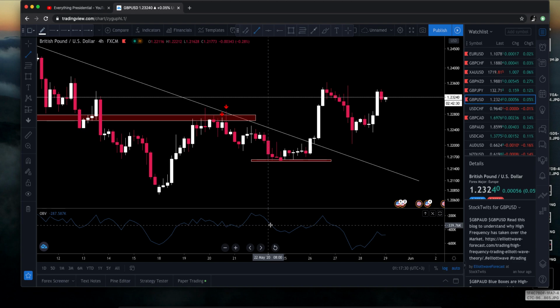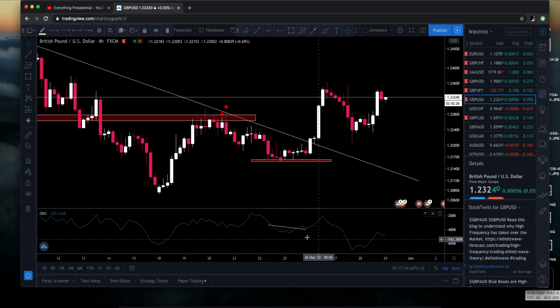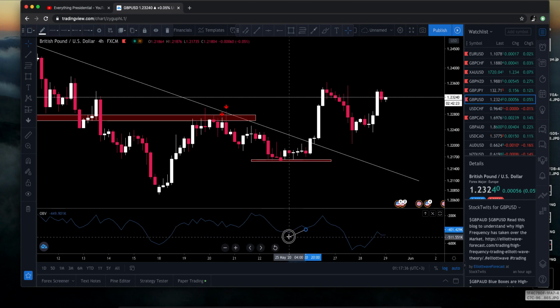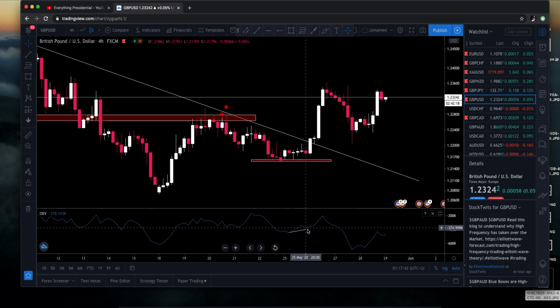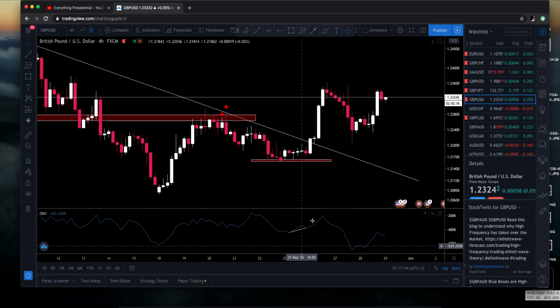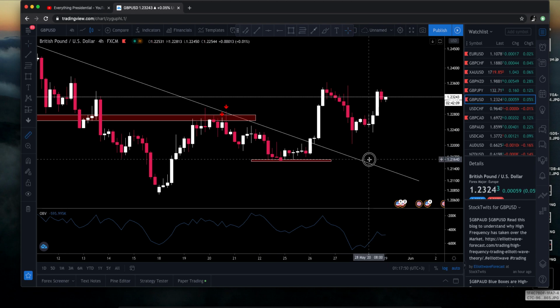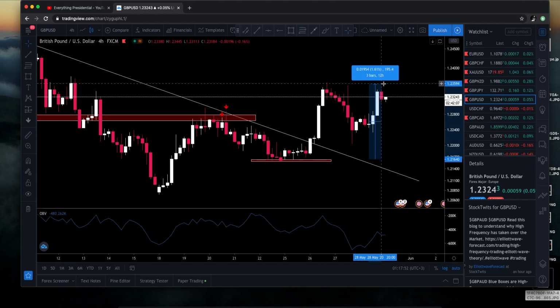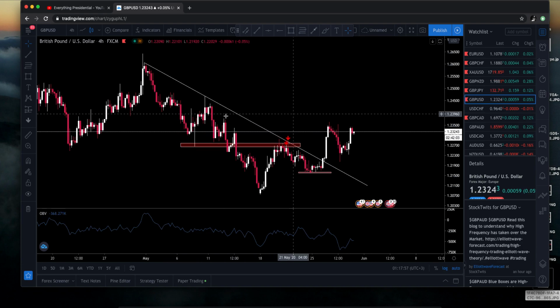Starting from this low to this, or this, you can see from here to here as well. The price is making equal lows overall, but on the indicator, it clearly made a higher low. So this was an indication that the market is about to reverse, which it did. And it went for almost 200 pips. Okay, so this is my GBP USD trade.